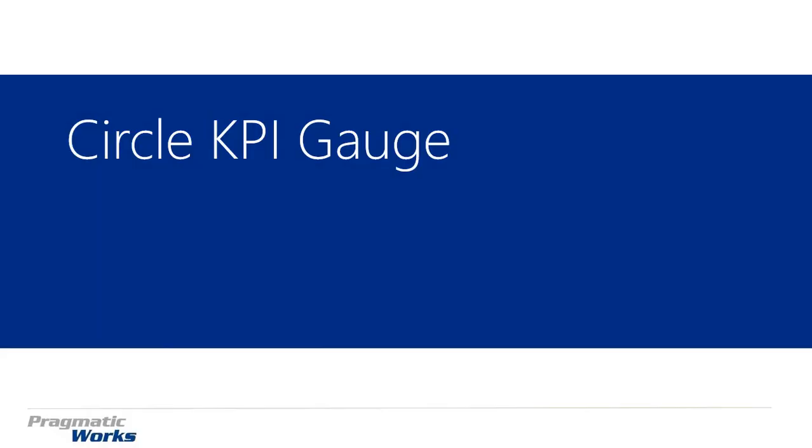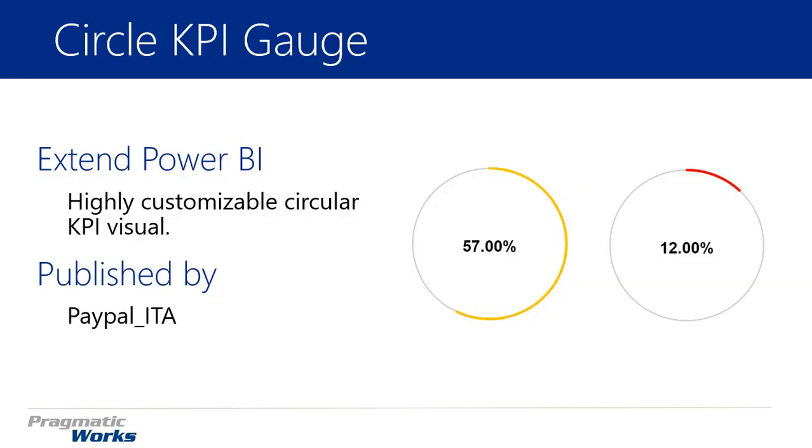Hi, welcome back to the Power BI Custom Visuals course, and in this module we'll be looking at the Circle KPI Gauge. Now this is a very simple visual to show, it'll only take us a few moments to take a look at this one, but it is a circular KPI gauge that allows you to place in a percent value, and you can see and actually adjust the KPI threshold.